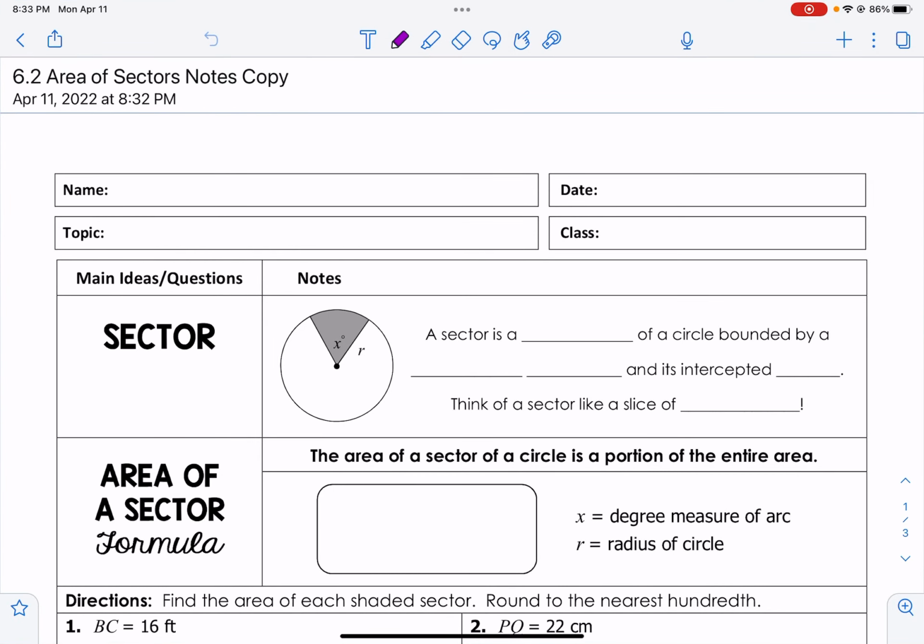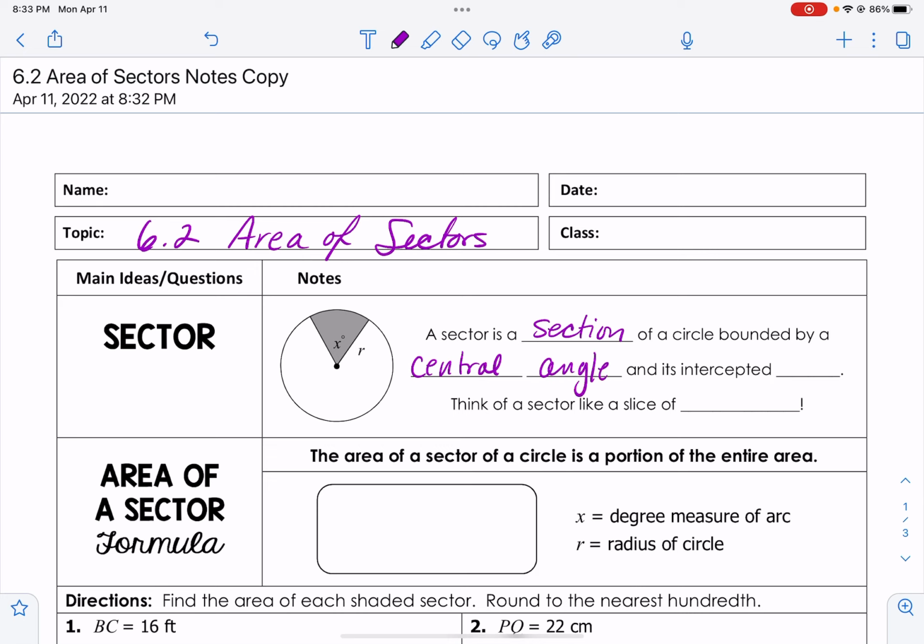These notes are for 6.2, area of sectors. So this is specifically dealing with sectors of circles. A sector is a section of a circle bounded by a central angle and its intercepted arc. Think of a sector like a slice of pie.